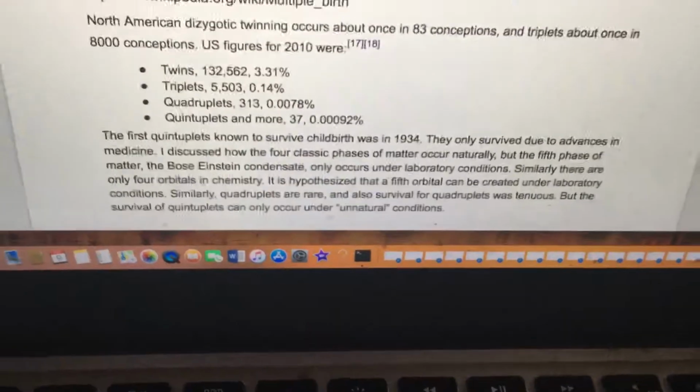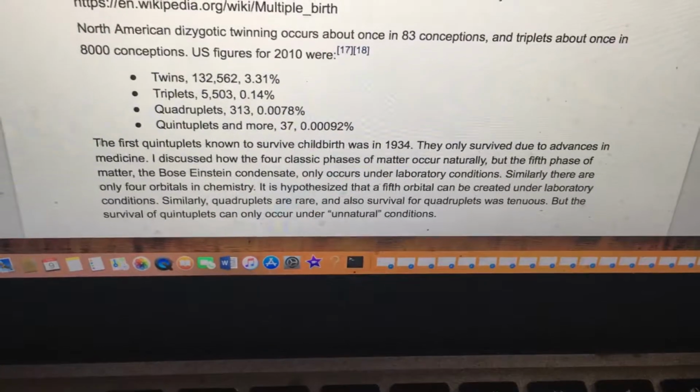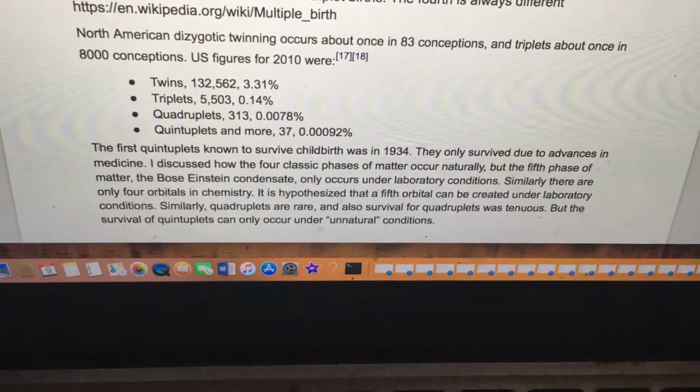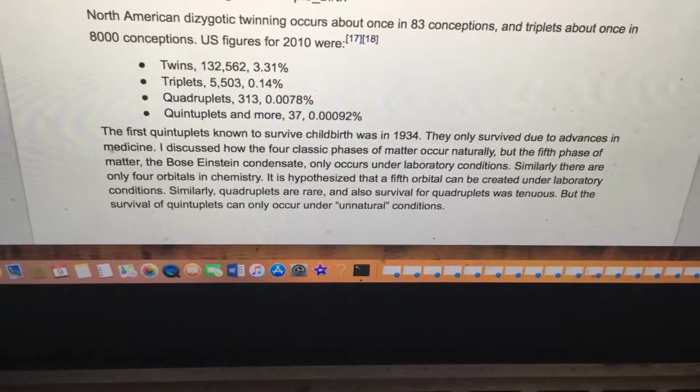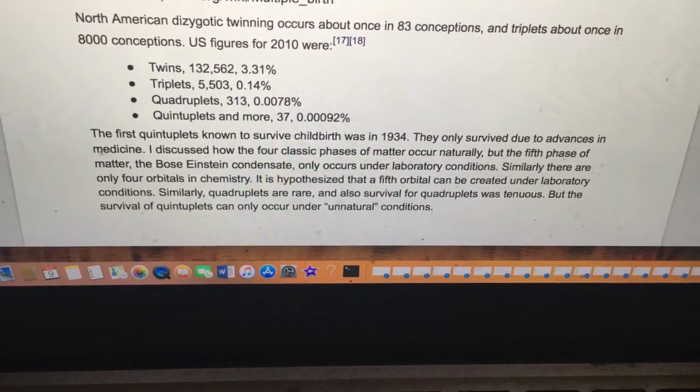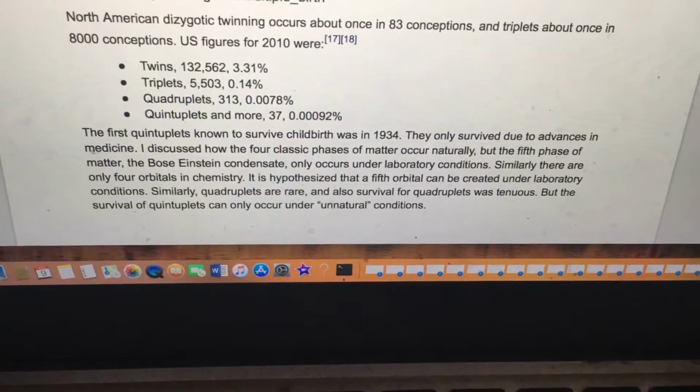5th is always questionable. The quintuplets can't survive unless there's modern medicine to help. So 5th is always questionable. They only survive due to advances in medicine.